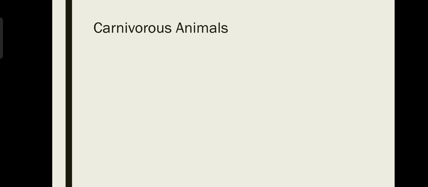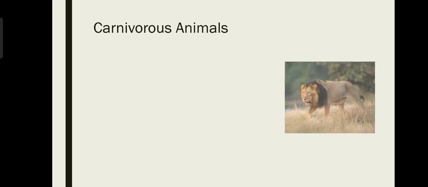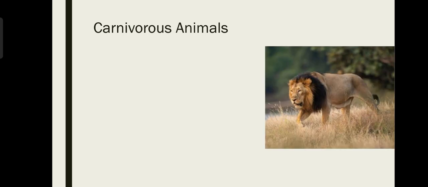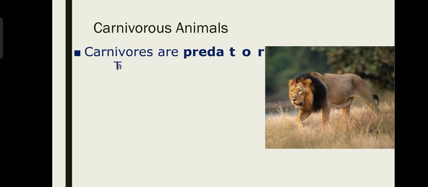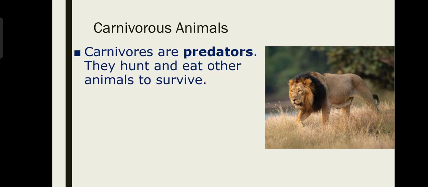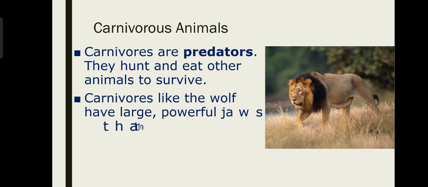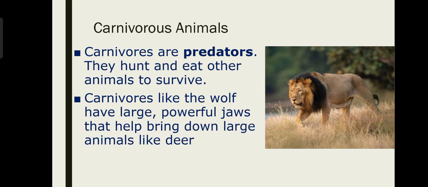Carnivorous animals. The animals who eat other animals for their food are called carnivorous animals. Tiger and lion are carnivorous animals. Carnivores are predators. They hunt and eat other animals to survive. Carnivores like wolves have large, powerful jaws that help bring down large animals like deer.